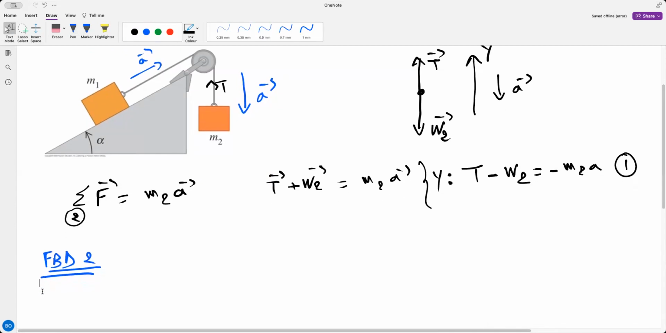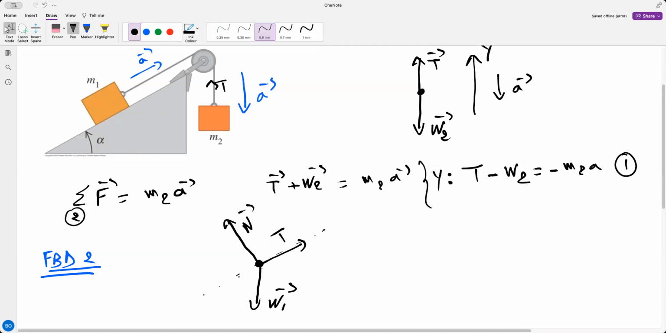So now, free body diagram, again. If I take this as the inclined plane, and block 2 is this, you can see that this is the normal, this is the tension in the rope, and this is the W1 gravitational force. There is no friction. So we have an angle alpha here. It means that our angle alpha is here.